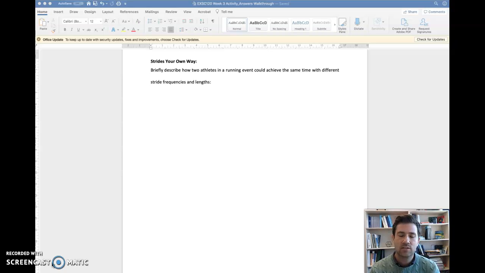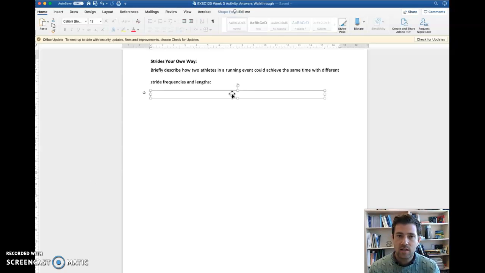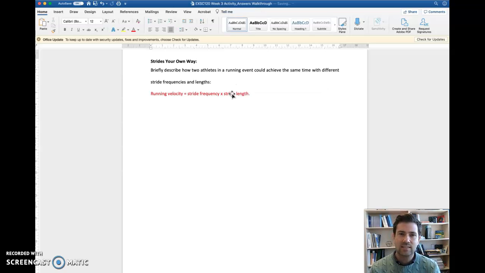So stride velocity, or running velocity in general, is a product of the length of each step and how frequently you can do those steps. So you can of course achieve the same outcome by just having a compromise between these two. So if I was giving this as an answer, as a short answer question, answering an exam, for example, the key is really to sort of outline the important points.